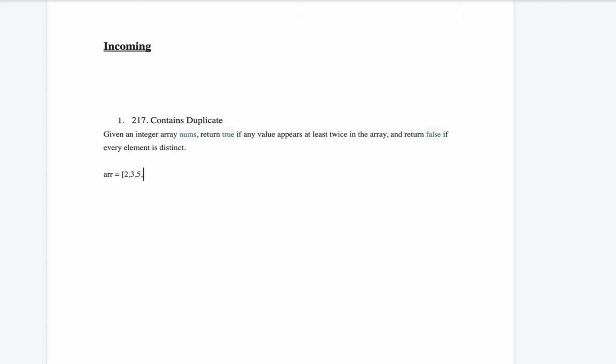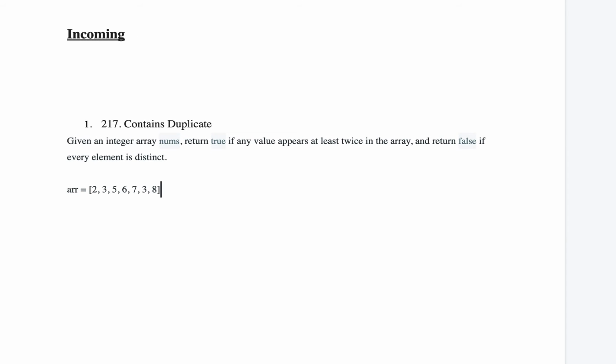So let's create a variable, an array of nums. Okay, right. So let's say this is our sample array. So our expected output is supposed to be true, right? Because as we can see from here, 3 appears twice. Right, so how do we solve this problem?